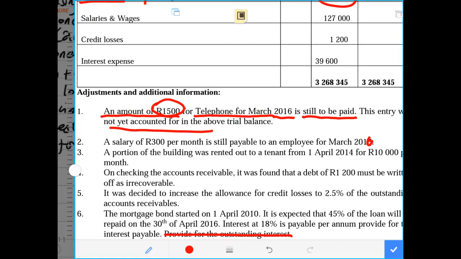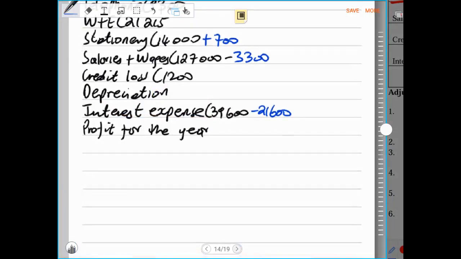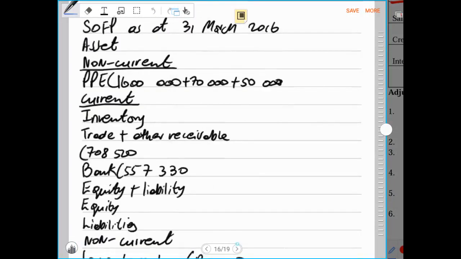And anything that is payable is to be recorded as a liability because it's not yet paid, meaning we are still liable to pay it. So that is why we have to debit the telephone expense and we credit the accrued telephone expense. Now let us do a general entry for that and we record it in our financial statements immediately after recording it. So now we start with general entry number 1.